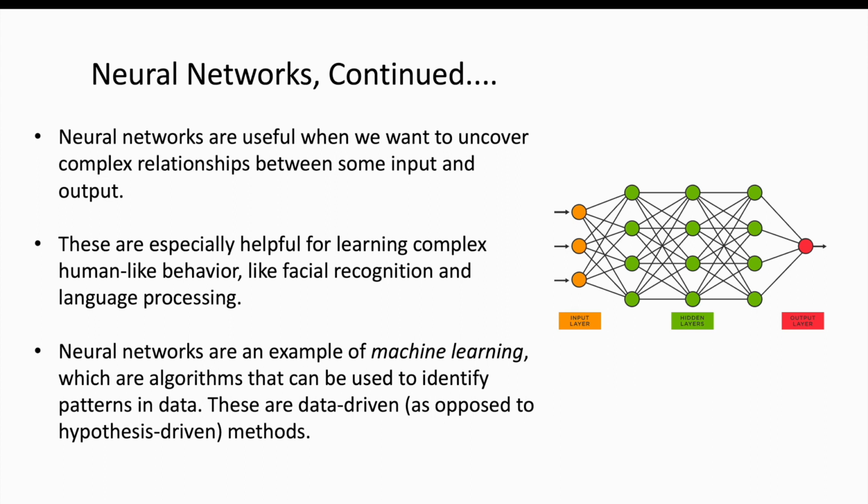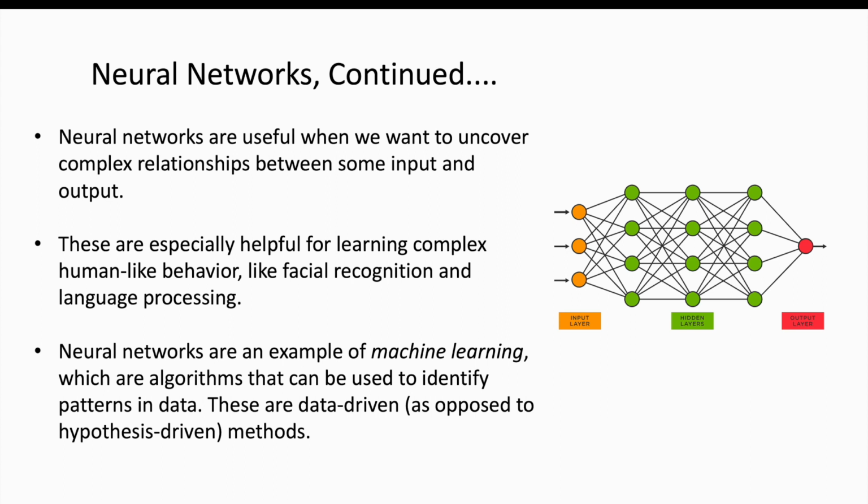and output. And these kinds of models are especially helpful when we're trying to learn complex human-like behavior, like facial recognition and language processing, things that we as humans can do very naturally and without a lot of thought, but that historically have been more challenging from a computational perspective.